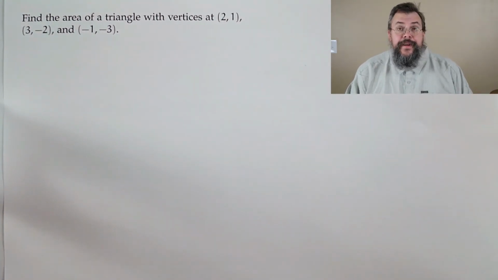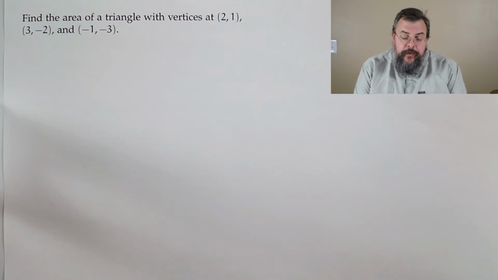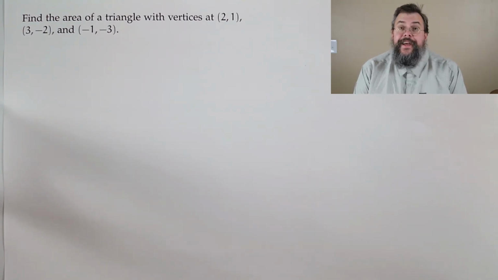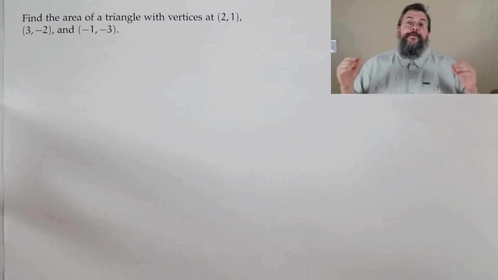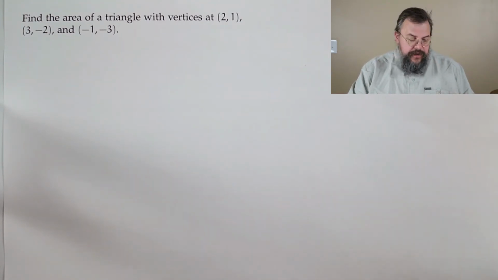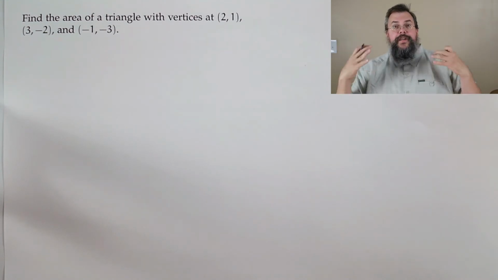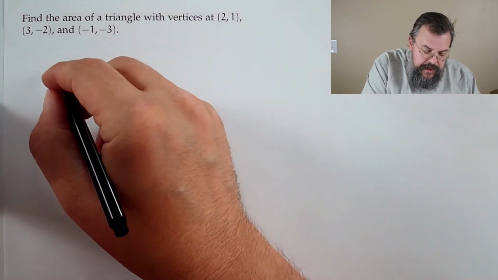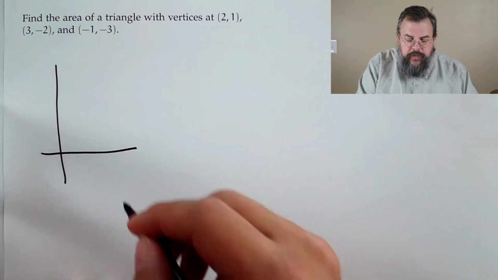All right. Now, this problem. Very similar. Find the area of a triangle with vertices at 2, 1, 3, -2, and -1, -3. Now, we look at this problem and say, hey, perfect. This is going to be easy, right? Same thing, because we just did an area problem. Easy, right? Piece of cake.